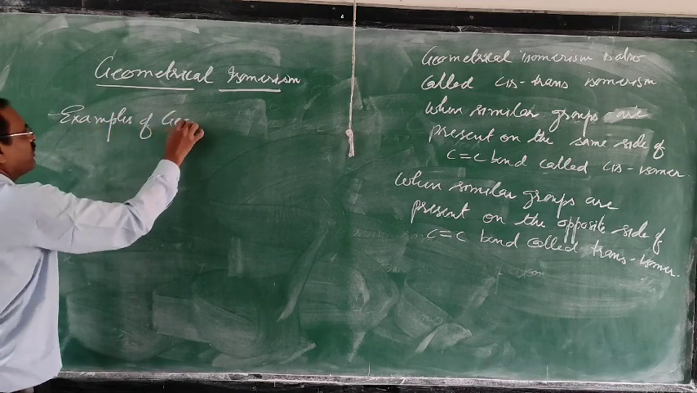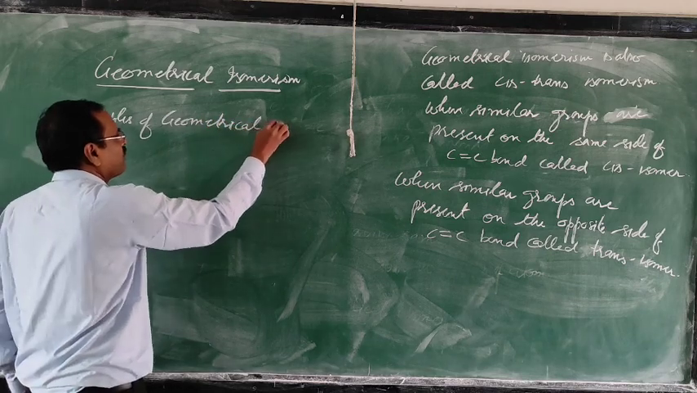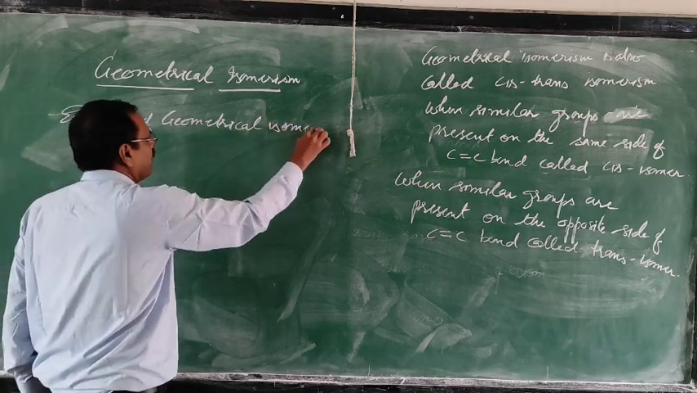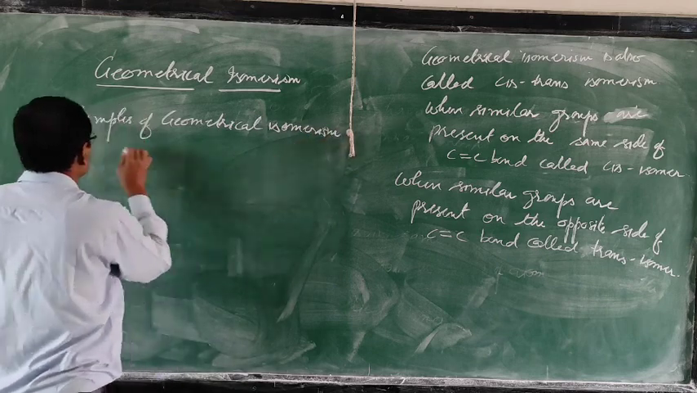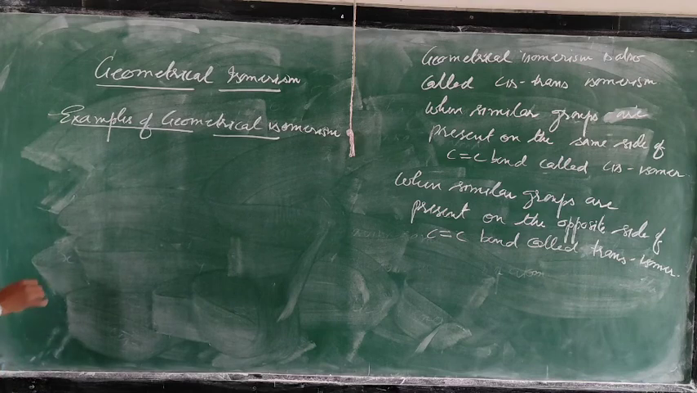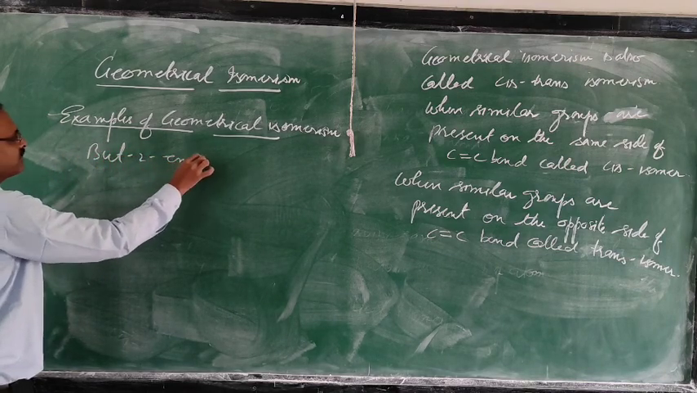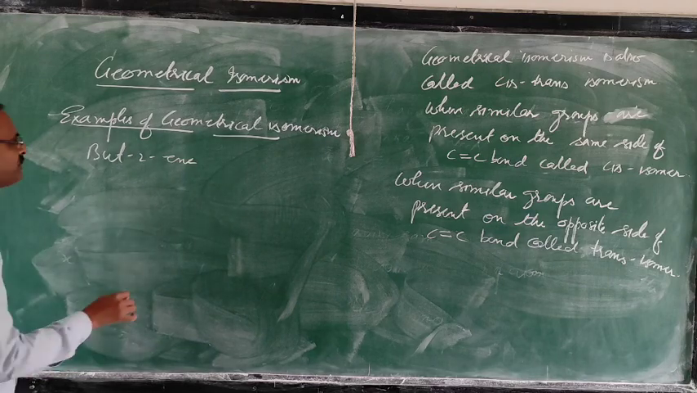Examples of geometrical isomerism. So, first of all, very simple: but-2-ene. First we draw the structure of but-2-ene.